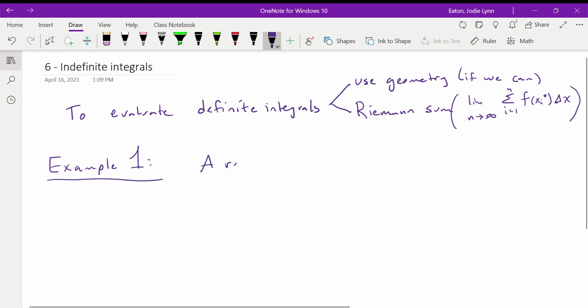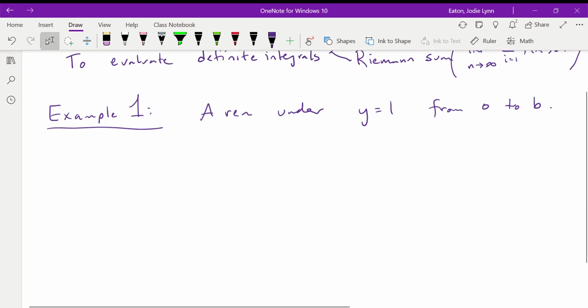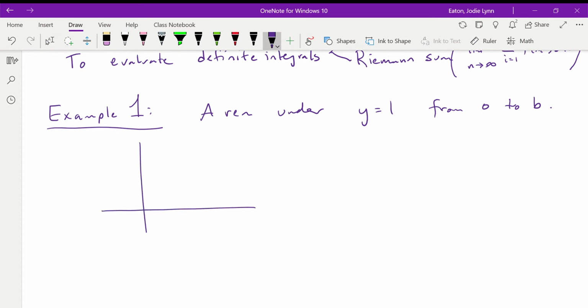So let's find the area under y equals 1 from 0 to the point b. We're just going to pick a point and make it arbitrary. We'll assume b is positive for the sake of our picture. Okay, so we're going to find from 0 to b. This is the graph of our function. It is a horizontal line. Here's where we're stopping, and so the area we're finding is here.